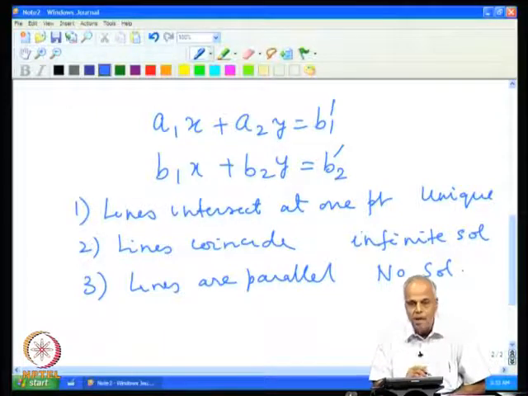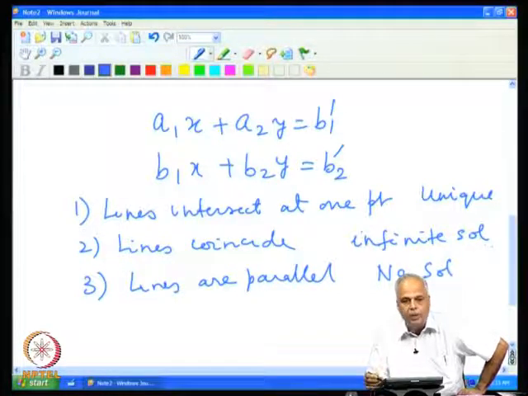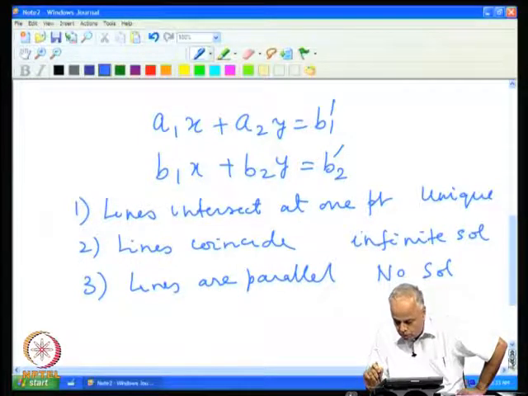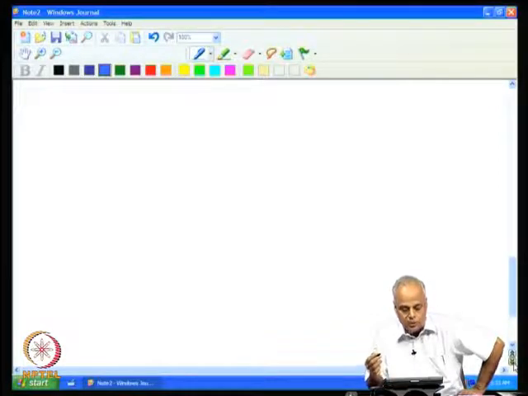Thus, we see that we could end up with several situations, namely lines intersecting at one point, lines coinciding with each other and therefore giving infinite number of solutions, or lines being parallel, therefore there is no solution. And therefore, in general, a system of 2 equations in 2 unknowns can have exactly one solution, or can have an infinite number of solutions, or can have no solution whatsoever.